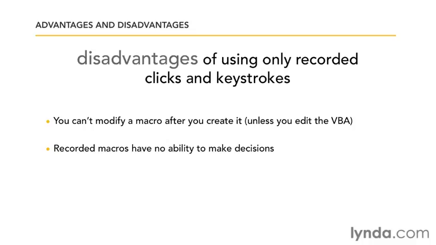Also, if you make any mistakes when you're recording the macro, even if you correct them, Excel is still going to record those mistakes and the corrections, because Excel can't read your mind. It's only recording what you're typing and what you're clicking.